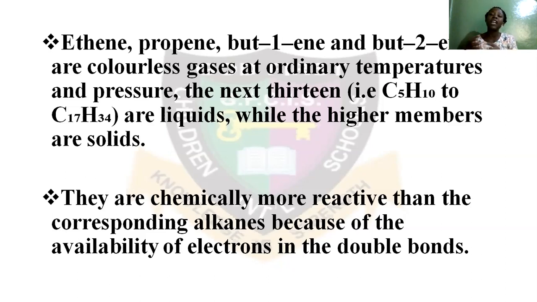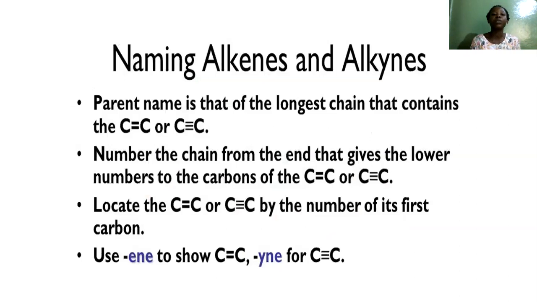So, the presence of that double bond makes them more reactive than the corresponding alkanes, which are just single bonds. There is no electron available in the bond of the alkanes, so they are less reactive than their corresponding alkenes. So going on, we have naming, that's nomenclature.